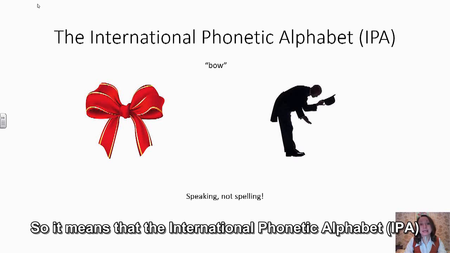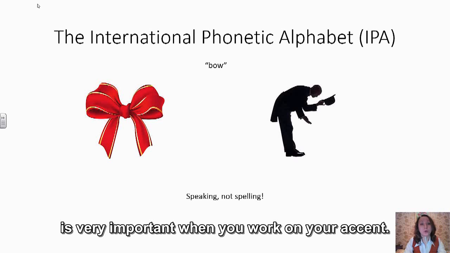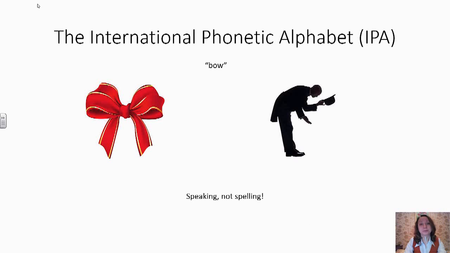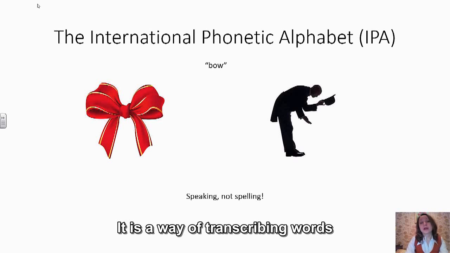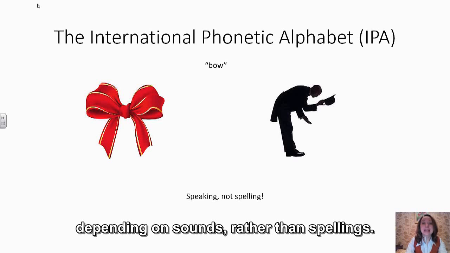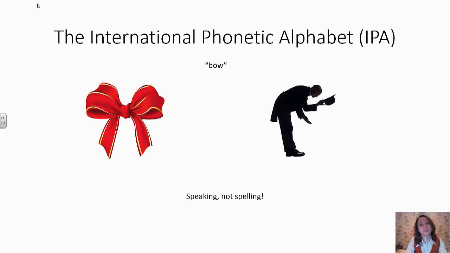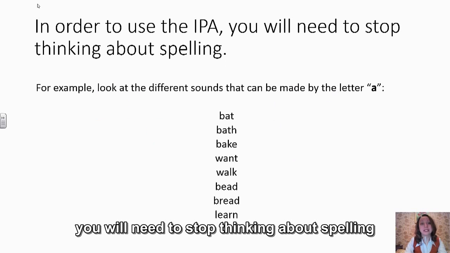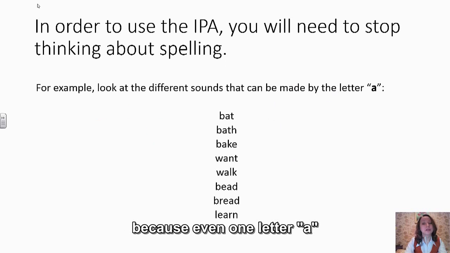So it means that the International Phonetic Alphabet, IPA, is very important when you work on the accent. It is a way of transcribing words depending on sounds rather than spellings. In order to use the IPA, you will need to stop thinking about spelling, because even one letter A can be pronounced differently: bat, bath, bake, want, walk, feed, bread, learn, etc.